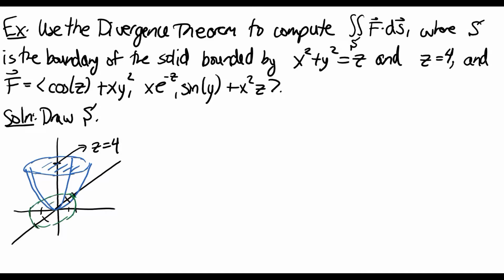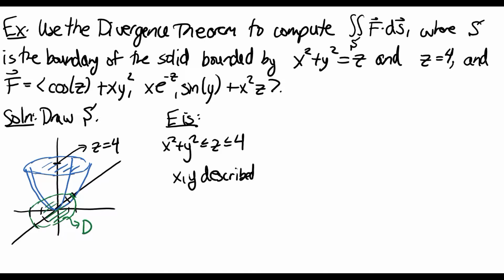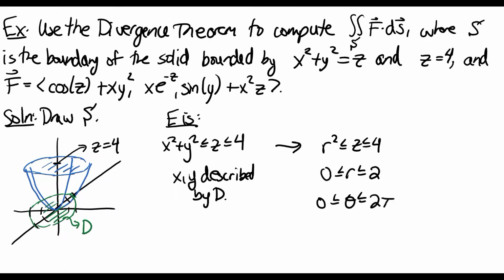We can describe the solid region E as z going from x squared plus y squared to 4, and x and y bounded by the disk of radius 2. It's looking like cylindrical coordinates will be useful here, so let's represent the solid in cylindrical coordinates as z bounded below by r squared, above by 4, r running from 0 to 2, and theta running from 0 to 2 pi.